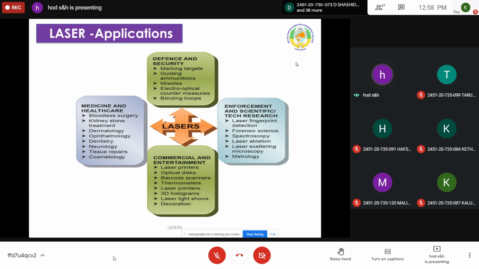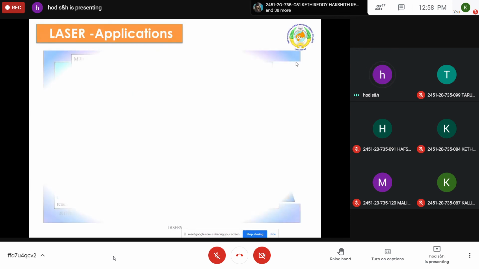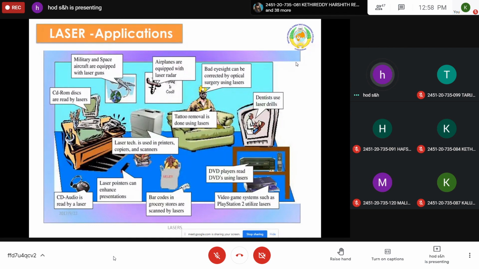There are many applications, and as you know, consider commercial and entertainment: laser printers, all the printers you are using, optical discs, barcode scanners, thermometers, laser pointers, 3D holograms, laser light shows, decoration. All the bulbs are based on this laser principle only. So there are many applications of this laser, and a few more are mentioned here.